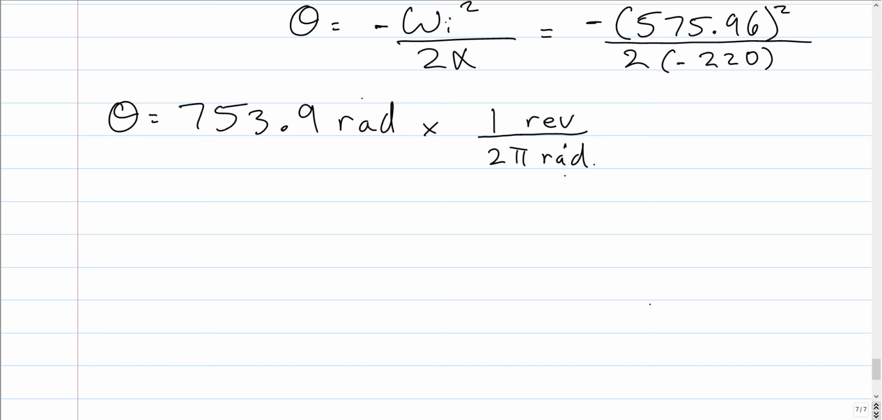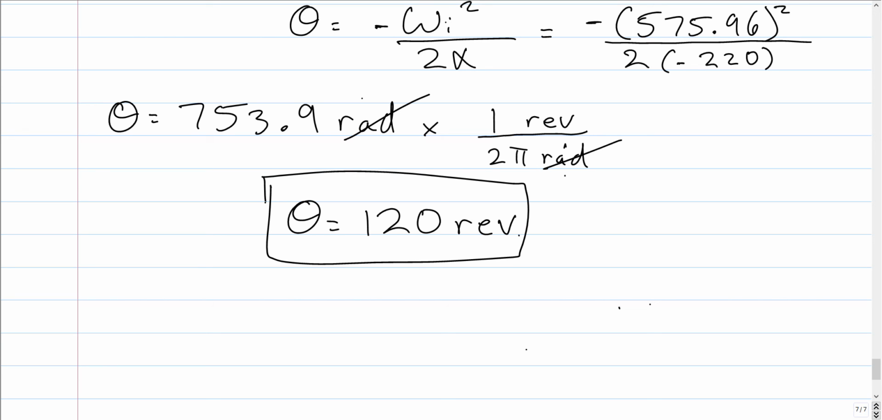Let's see. So our rads here are going to cancel out, leaving us with 753.9 divided by 2 pi, which is 120 revolutions with 2 sig figs. And that is our final answer for angular displacement.